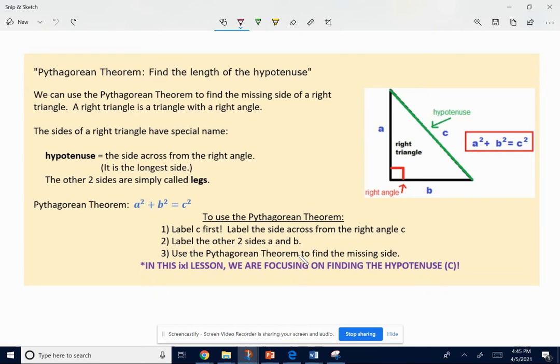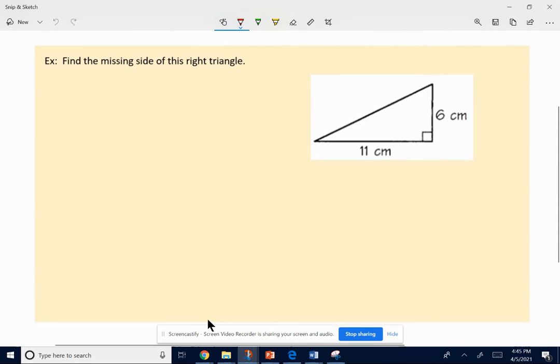IXL kind of broke this up a little bit. In this particular IXL lesson, you'll be finding the hypotenuse every time. You'll always be finding C. But let's still go through how to do this. Here's an example. Find the missing side of this right triangle. It's a right triangle because it has a right angle.